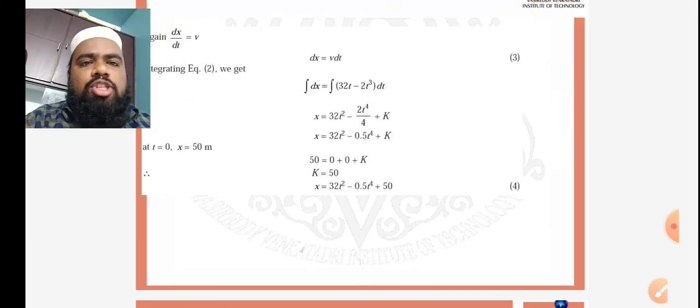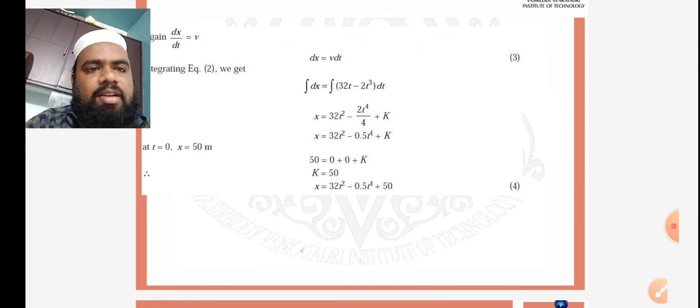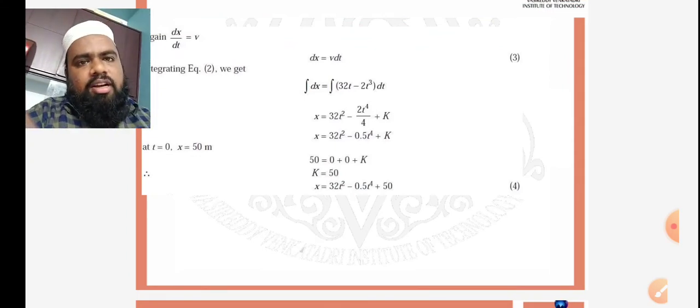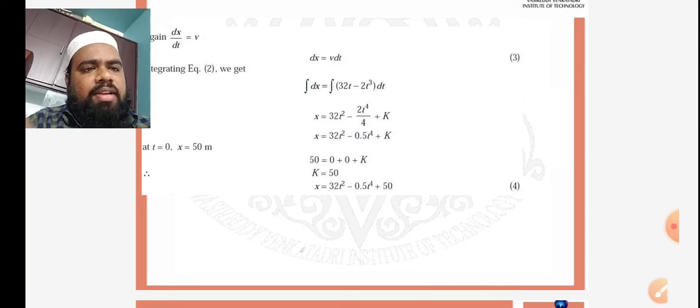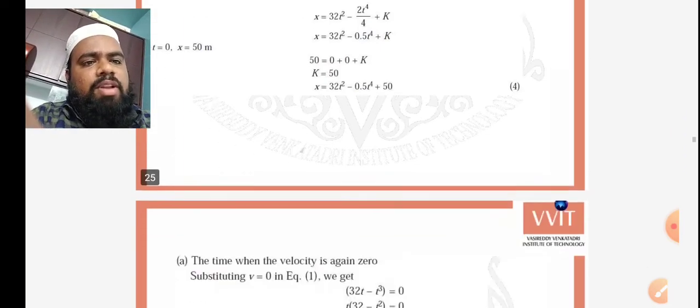So at t = 0, x = 50 meters. Apply x = 50 and t = 0, then k = 50. So replace that k with 50 in the following, and now that equation will be equation 4.